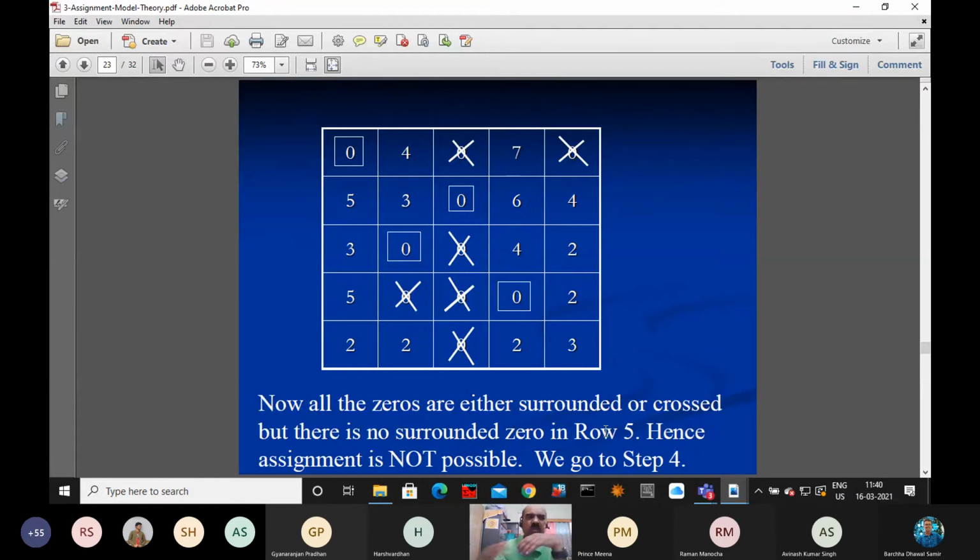So next step, what do we want to do? We would like to draw the minimum number of horizontal and vertical lines to cover all the zeros. Whether we consider 2 lines or 3 lines or 4 lines or more, we have to check, and the rules say that we have to draw the minimum number of horizontal and vertical lines.